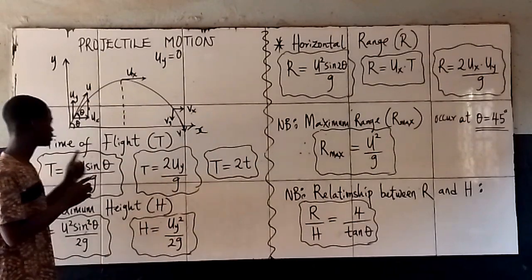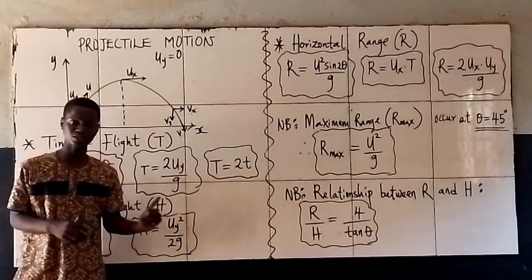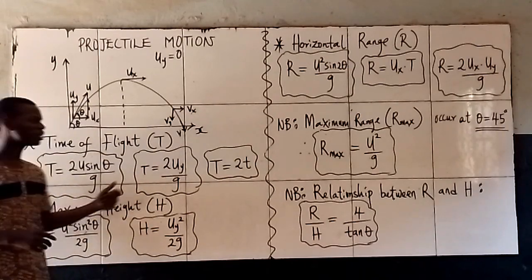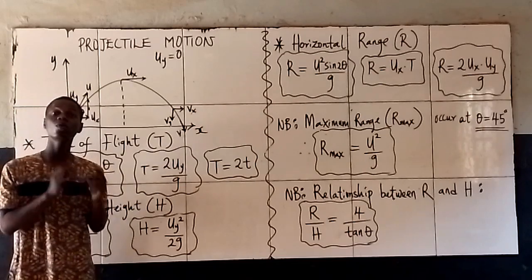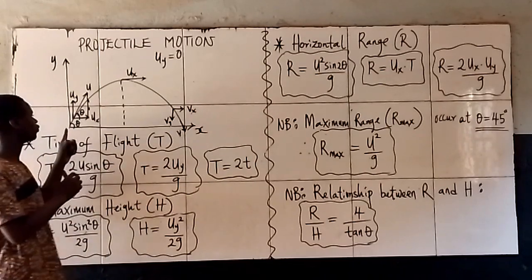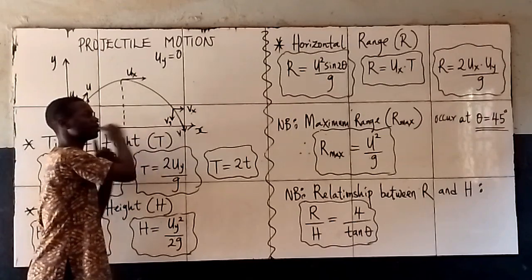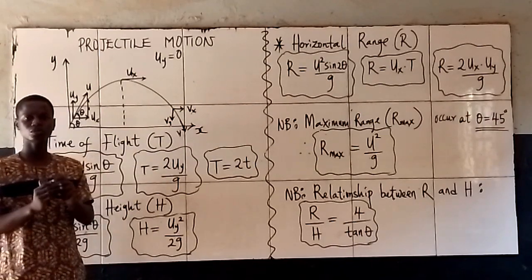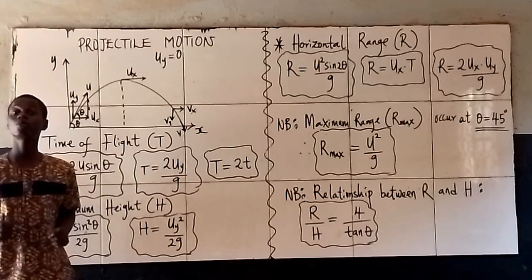Now looking at this, time of flight, the symbol for it is T in capital letter, okay? Now, what are the formulas you can use to get your time of flight? Now, before we do that, I have to explain what time of flight is. Time of flight is the time taken for a projectile to return back to the plane of projection. Like I said, I'm just paraphrasing. You can get better definitions from your textbooks.